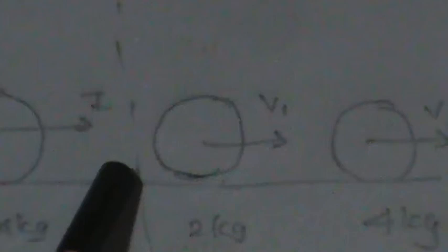So we know the definition of coefficient of restitution. Minus E is equal to V2 minus V1 divided by 0 minus 5. So V2 is the final velocity of B, minus the final velocity of A, is equal to minus E times the initial velocity of B minus the initial velocity of A. So that's the definition of coefficient of restitution.